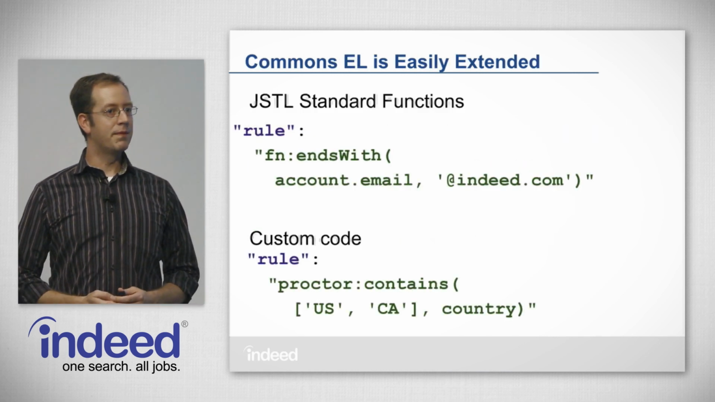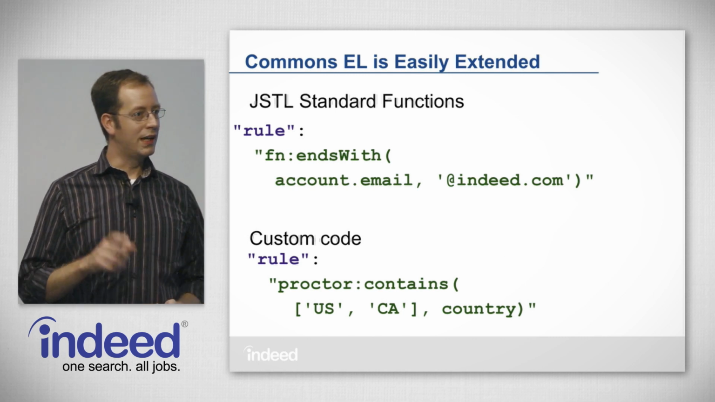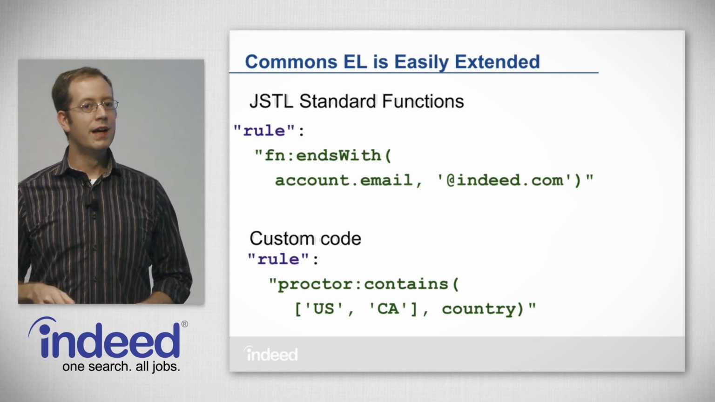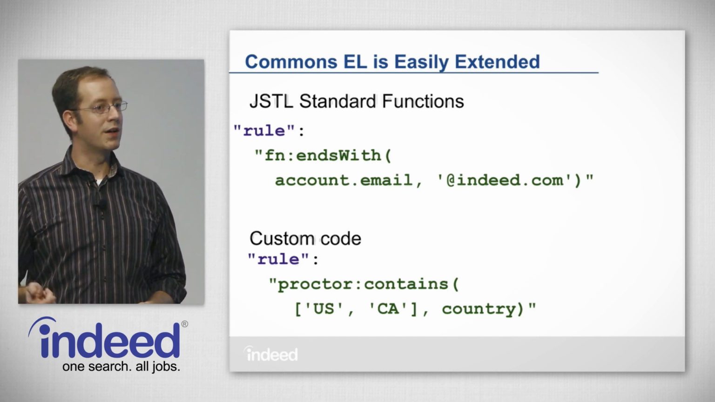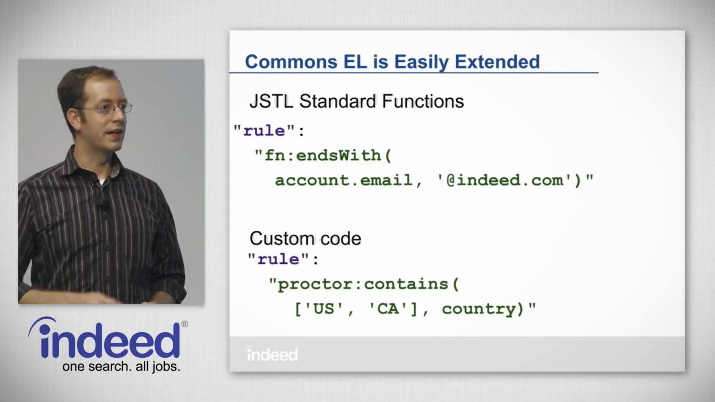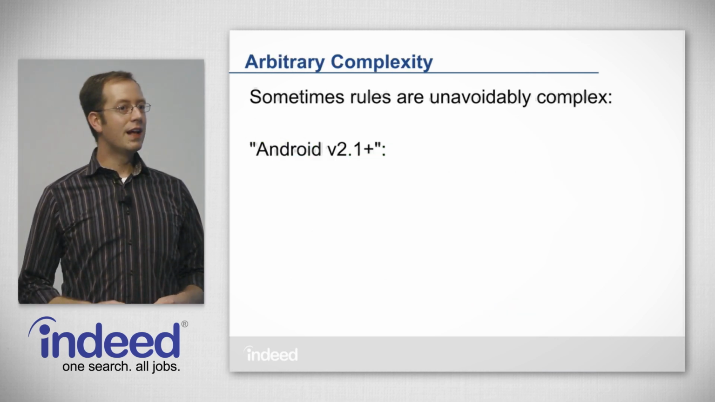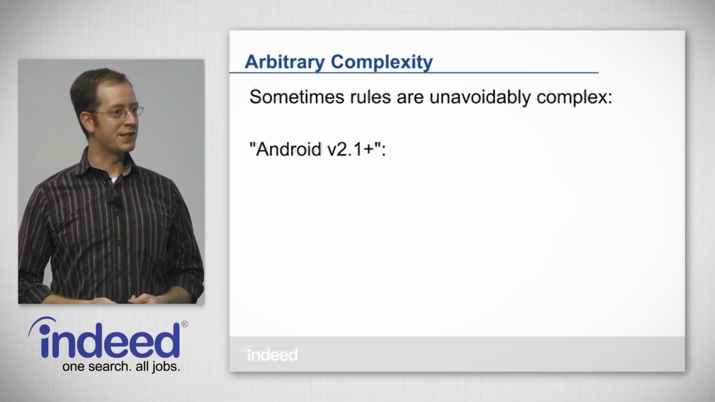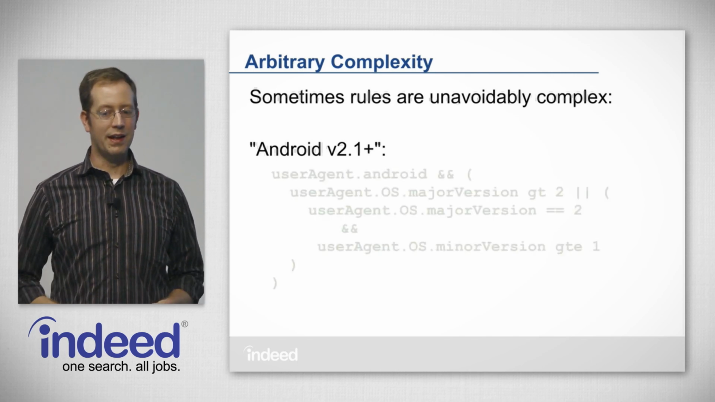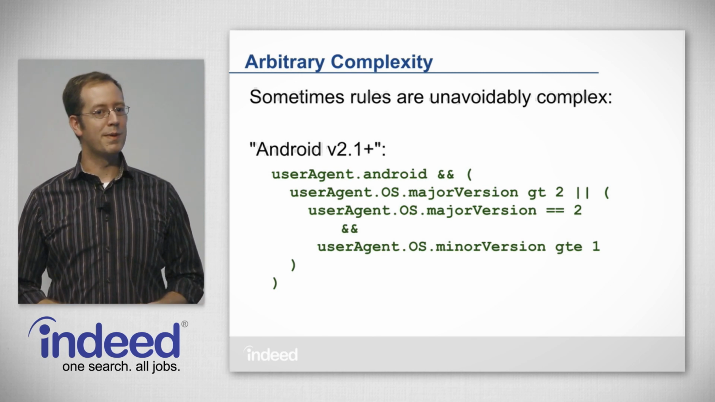EL is easily extended. There are a set of standard functions that come with JSTL. So if I wanted to limit this test to only Indeed employees, I can check the email address. If I need to limit a test to only a few countries, I can write an extension function to see, is this value in this list? And finally, EL does support arbitrary complexity. While the simple things are simple, it's nice when we have something that's a little bit gross, like, is this Android 2.1 or above, that we have the ability to specify that.